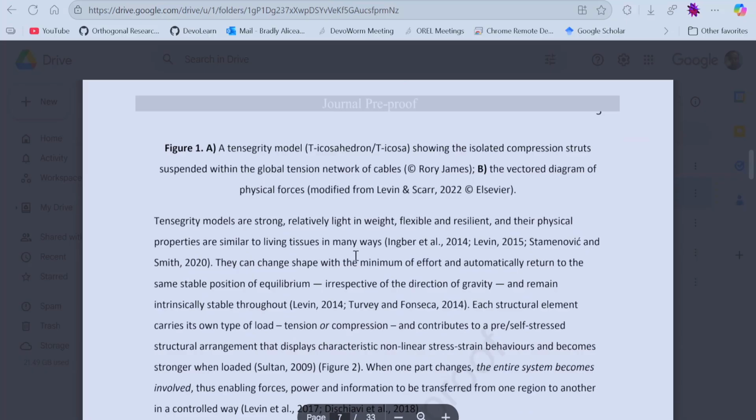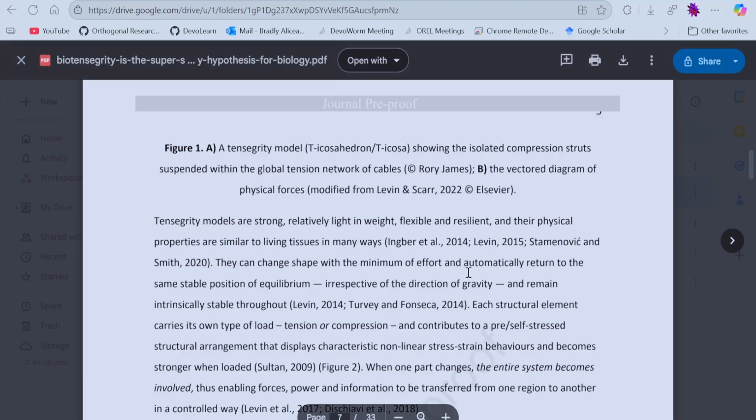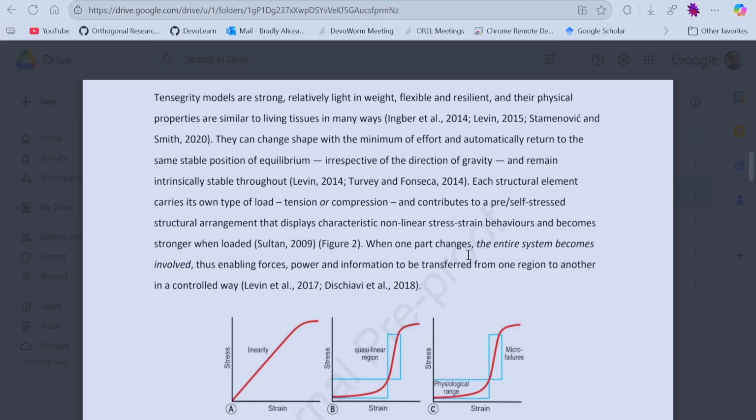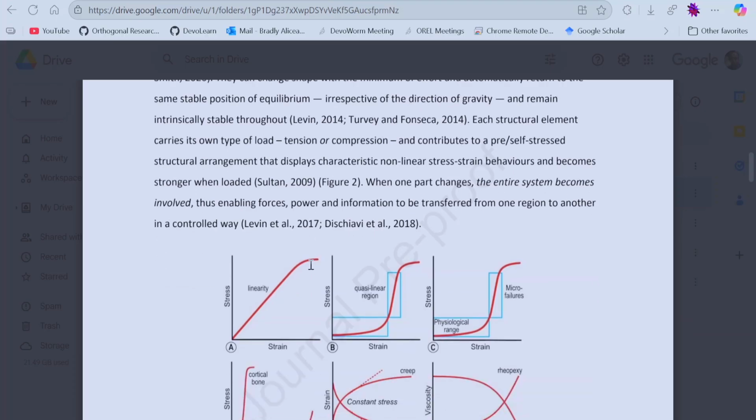Tensegrity models are strong, flexible, and resistant, with physical properties that are similar to living tissues in many ways, and they have some citations here. They change shape with the minimum of effort and automatically return to the same stable position of equilibrium, irrespective of the direction of gravity, and remain intrinsically stable. When one part changes, the entire system becomes involved, thus enabling forces, power, and information to be transferred from one region to another in a controlled way.